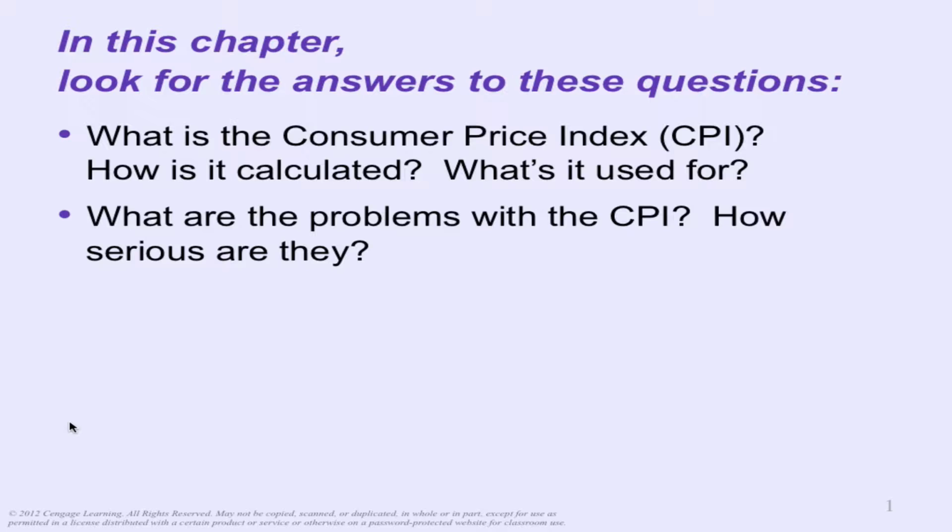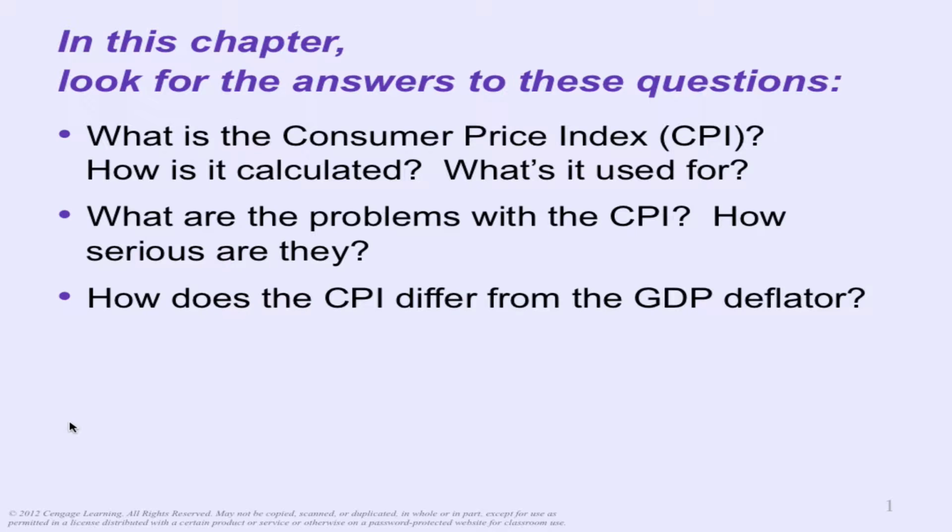There are problems with the CPI. What are they? How big a deal are the problems with the CPI? Can they be compensated for? How is CPI different than the GDP deflator? Is one better than another? Are there circumstances that make one better than another, or is one better than the other all the time?